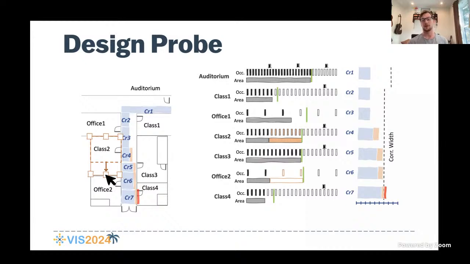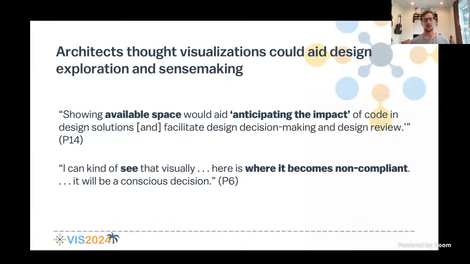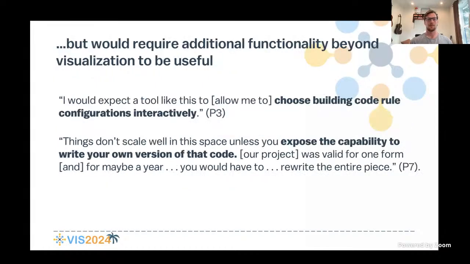their design becomes non-compliant. Architects thought these visualizations could aid their design exploration and sense-making by showing the available space they have within these constraints. They could anticipate the impact of code and facilitate the design decision-making process, as well as conversations they have around the design. But they also, at the same time, argued that they would need to be able to control how these building code rules are defined.